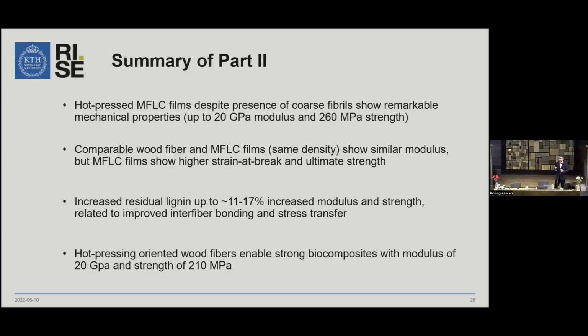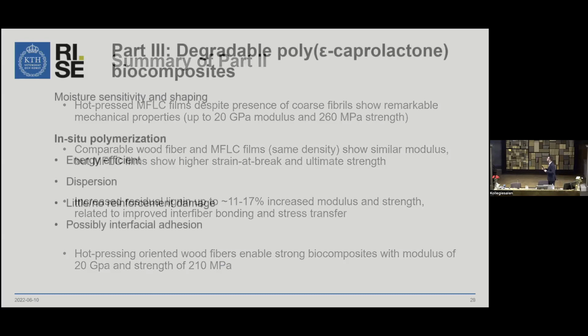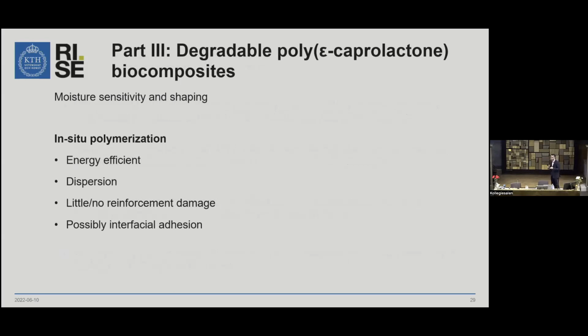So up to now, I've been just talking about all lignocellulose biocomposites. They are very interesting. As I said, they are from renewable resources and they are mechanically strong, but they have some limitations. They are sensitive to moisture, and also we have limitations in the shaping of them for complex 3D structures. So if we can introduce a thermoplastic polymer into these structures, we can improve the moisture sensitivity and also enable better shaping possibilities.